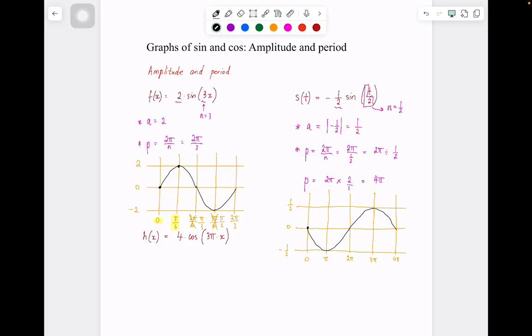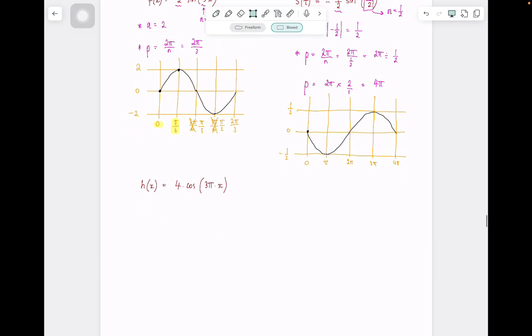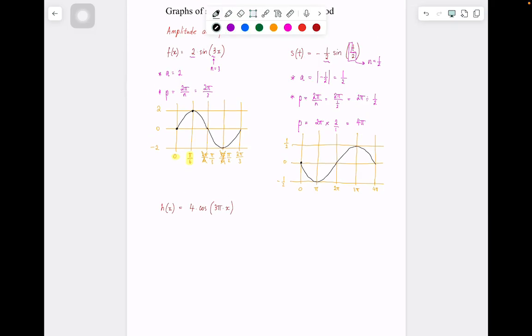Okay, in our last example here, I might just move this a bit down. Our amplitude is 4 for a cos graph this time. Our n, in this case here, is 3 pi, because our variable in this question is x. So the n value is the coefficient in front of that x, which is 3 pi. We're going to apply our formula here of 2 pi over n. Make the substitution of 3 pi. Now you'll notice that the pi's will cancel out. So you end up with a period of 2 over 3.